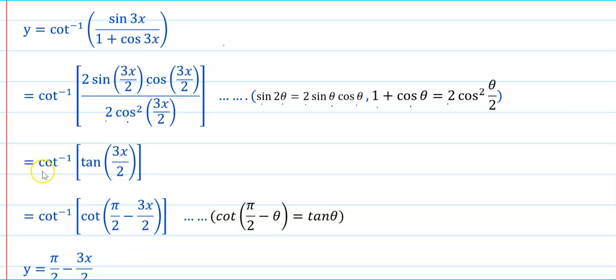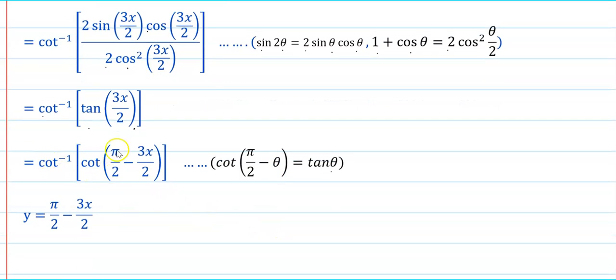Again, cot inverse of tan of 3x upon 2. Again, convert this tan in terms of cot. That is, cot of pi by 2 minus theta is equal to tan theta, or tan theta is equal to cot of pi by 2 minus theta. And hence, cot inverse of cot of pi by 2 minus 3x upon 2, you will get y is equal to pi by 2 minus 3x upon 2.